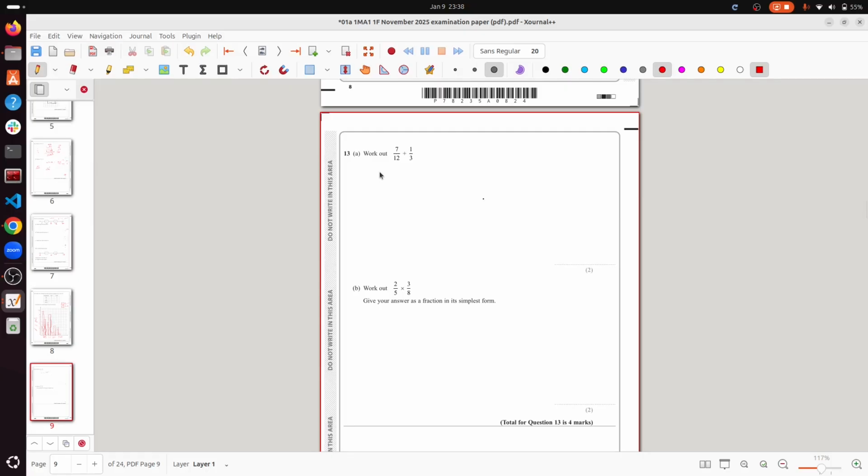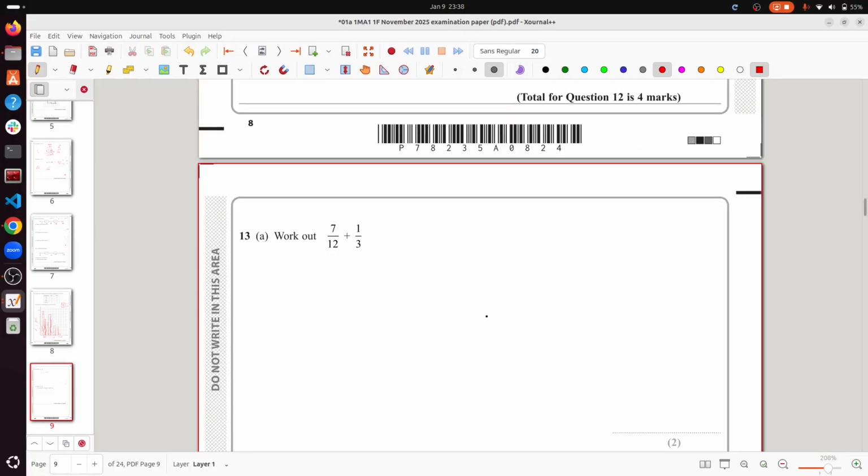Now number 13. When we add fractions, the first thing we should always do is make our denominator the same. That gives you 1 mark. So my denominator has to be the same. Once it is the same, your examiner should give you 1 mark. We're going to check in the mark scheme later. But how do I make it the same? That is where least common multiple comes in.